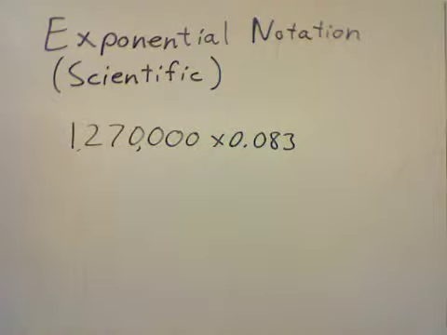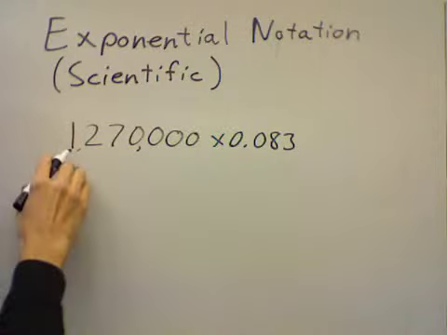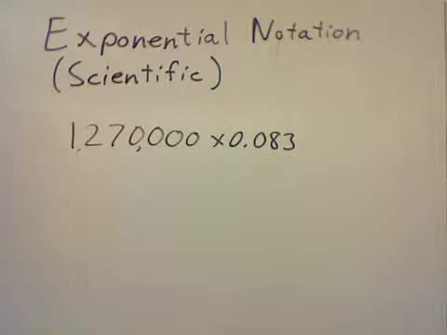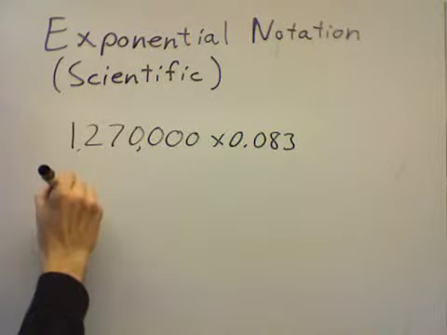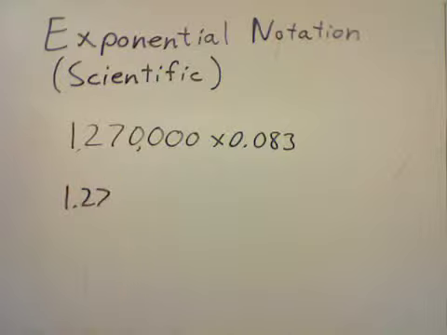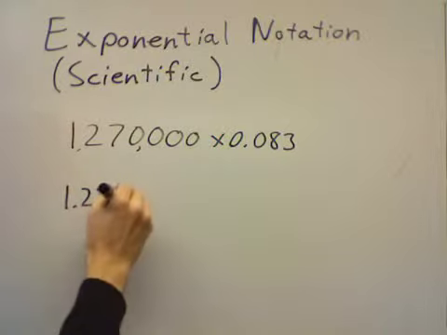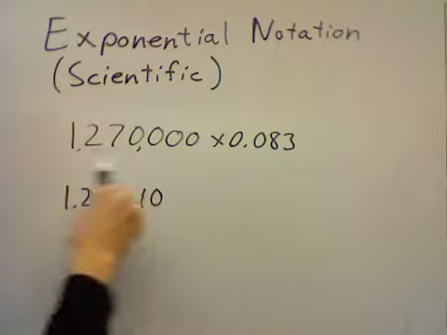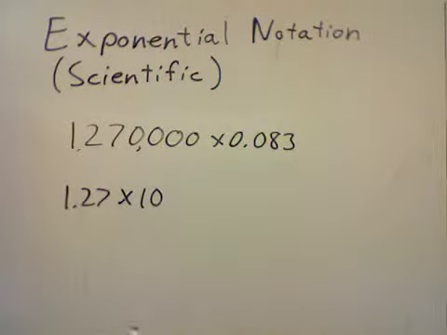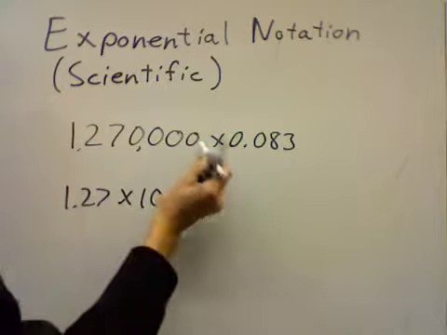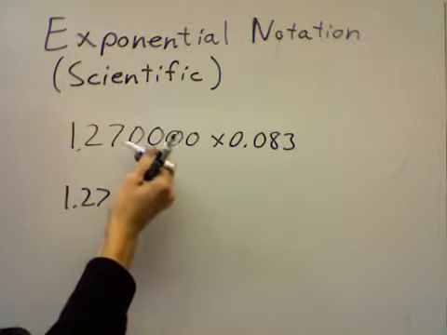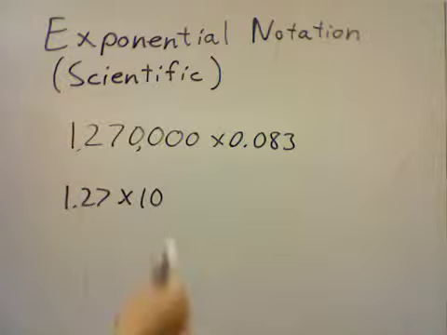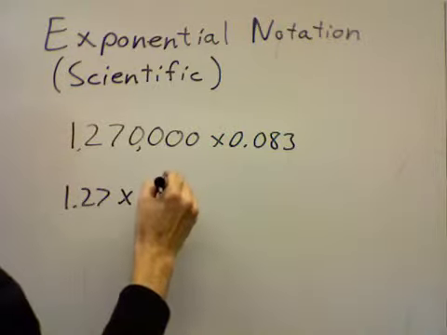1,270,000 is equal to 1.27 million. So I could rewrite this number in exponential notation. Here's how I would do it. 1.27, and then I'm going to write times 10 to the something. And what am I going to write? Well, it depends on how many decimal places I move the decimal point over. In this case, I had a decimal point that started here, and I moved it 1, 2, 3, 4, 5, 6 places over. So I'm going to write 10 to the 6.